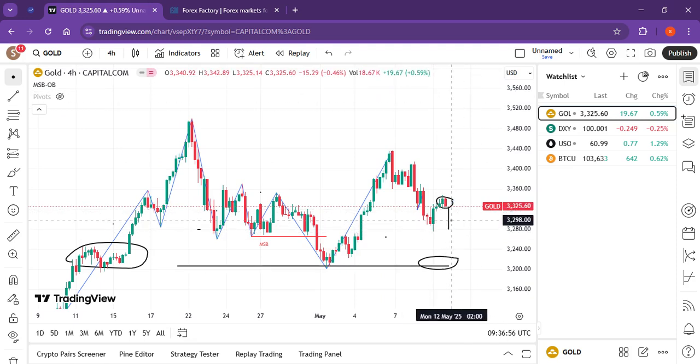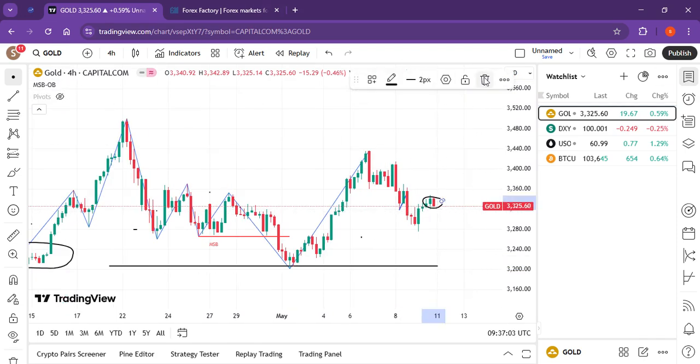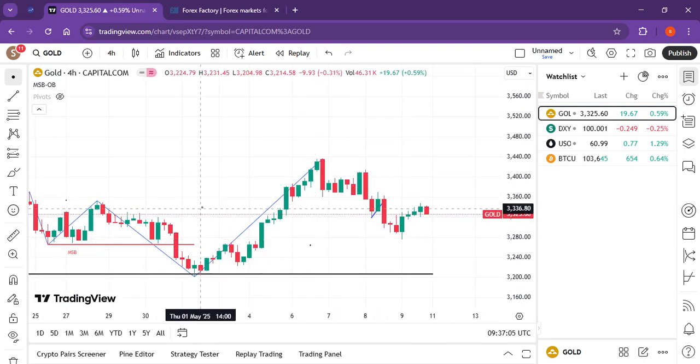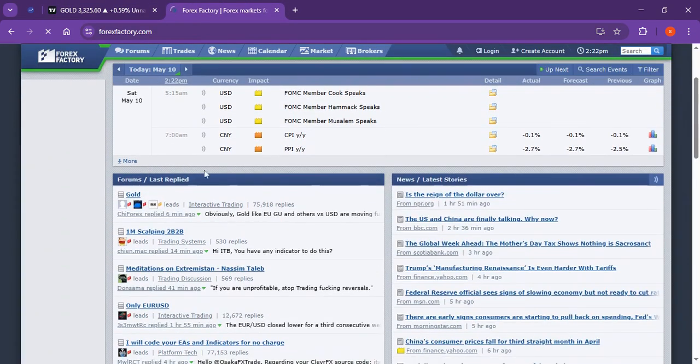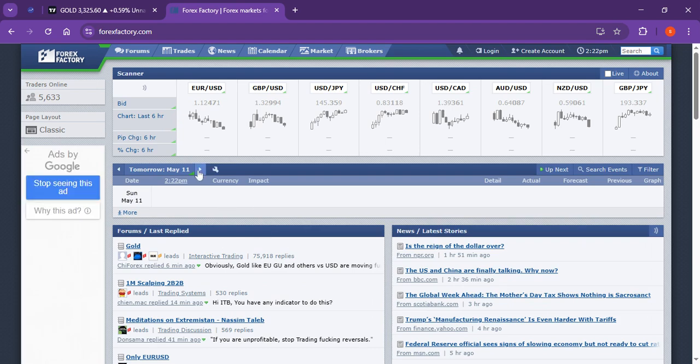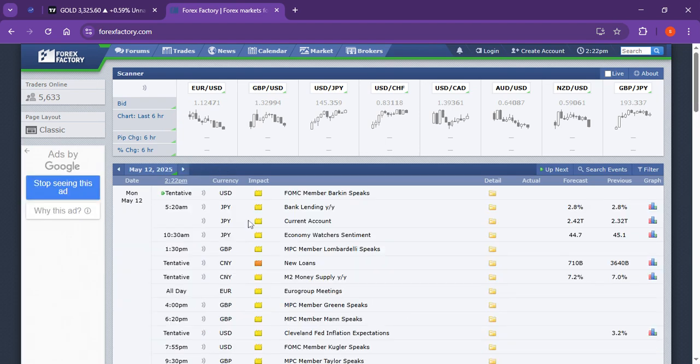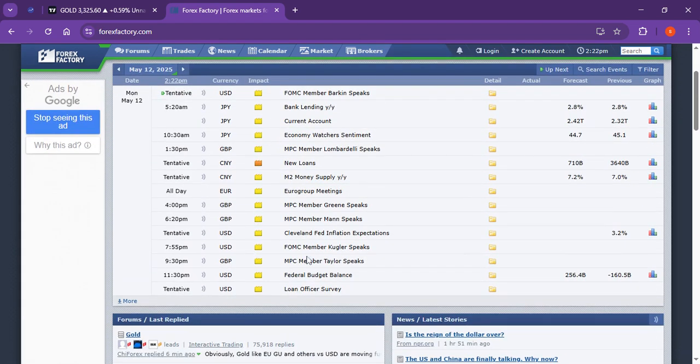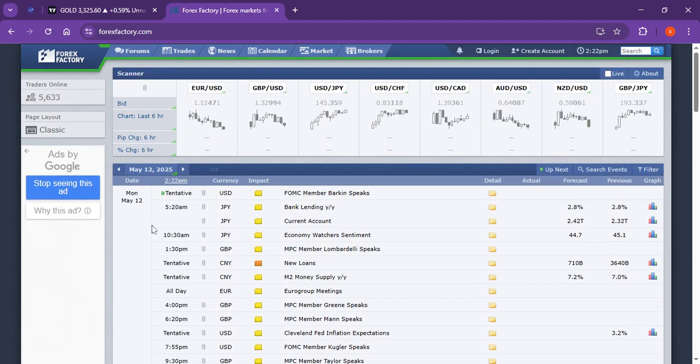But as you all know, the market is not working as per the technicals in this situation. The market will always work data driven. So what are the important data which we have in this next week? Let's find out. Let's go to 11th of May. We don't have any particular data, and then on 12th of May we have no major data on Monday.